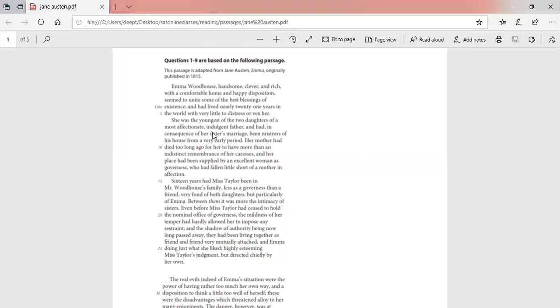Yeah, next. Excellent women governess. So over here it says excellent women governess, fallen a little short of mother. So governess is taking care of her and she's quite good. So positive about governess. First two paragraphs, everything positive.